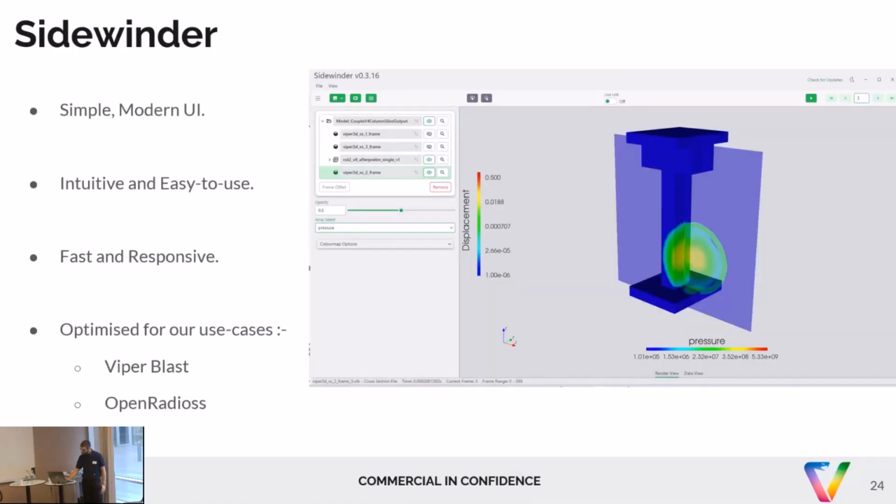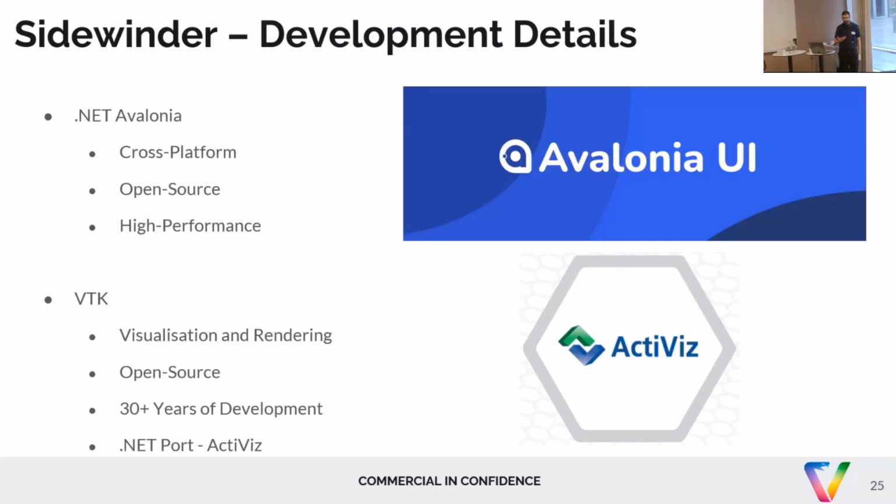So this is a static image of our interface of Sidewinder. It is a very simplified UI. It should be intuitive and easy to use. It's fast and responsive. And again, right now it's been currently optimized for VIPER Blast and for OpenRadioss. For the more technically minded or technically curious, it is based in .NET Avalonia. It is cross-platform, so it does work on both my Linux laptop and on a standard Windows computer. It has been primarily developed on Windows for those clients.